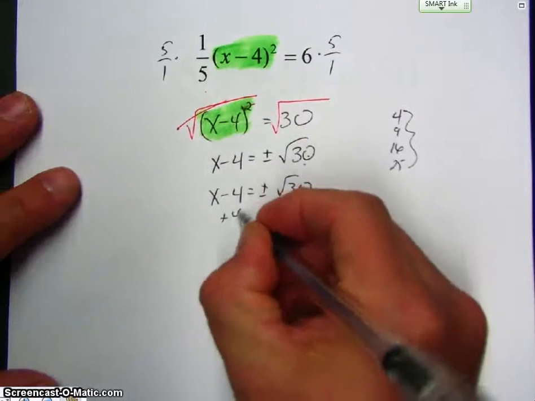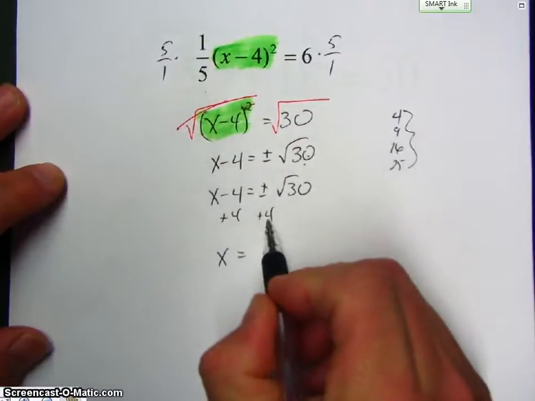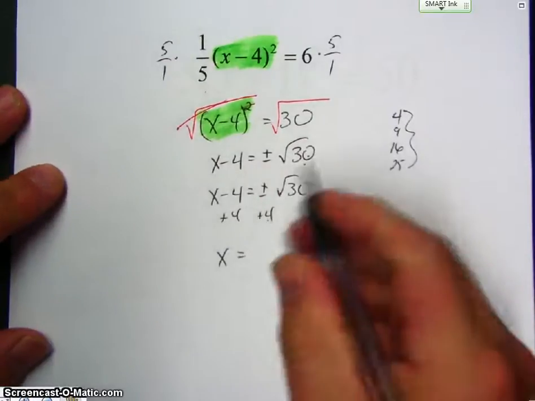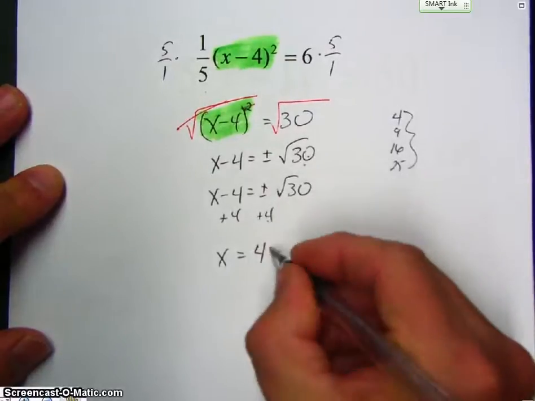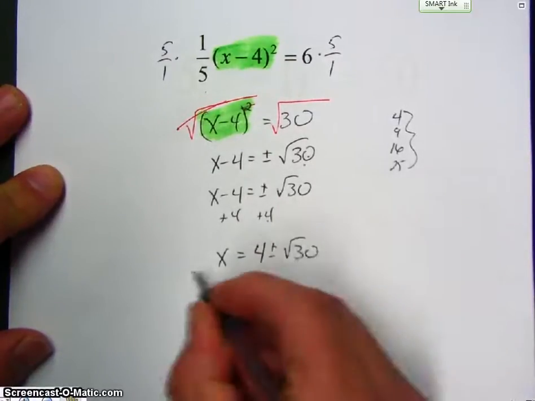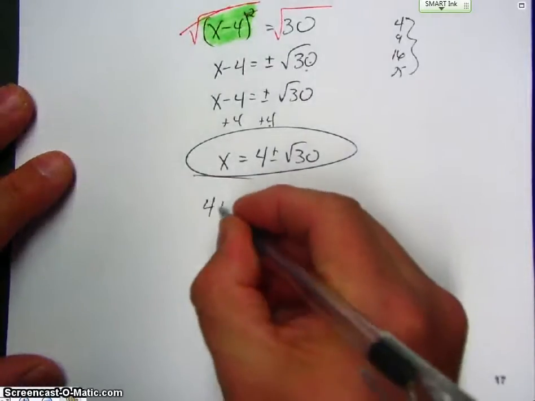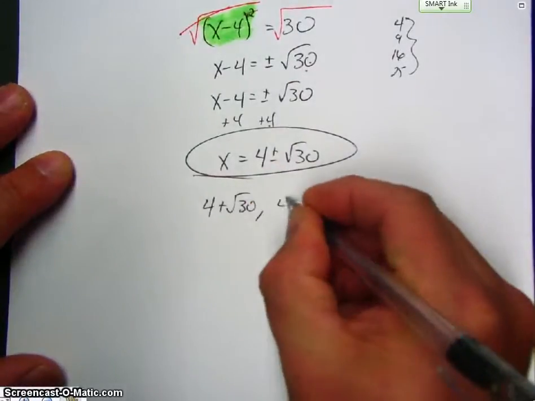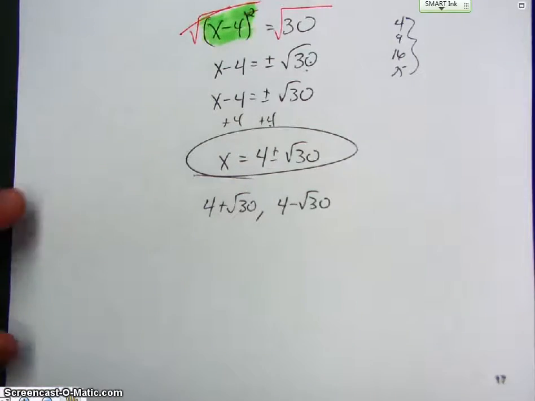So now I can go ahead and add 4. Now where did I put the 4 at? Hopefully you said, in the before the plus and minus. And there's your solution. Remember, it also is the same thing as this. If you pull it apart, there's your 2 solutions, right?